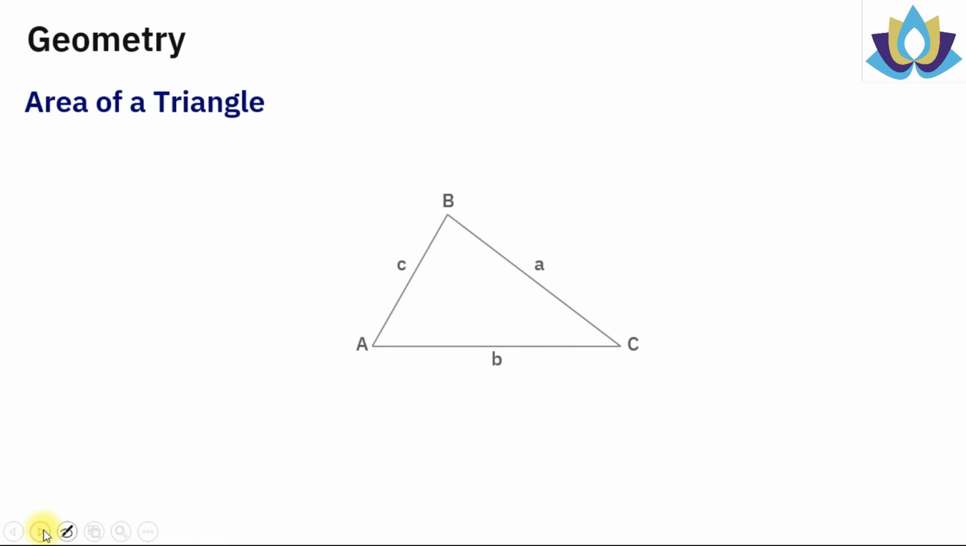Let's discuss a few more things in geometry, especially related to triangles. So let's have the area of a triangle. You already know one form of the formula. Apart from that, there are some more formulas available for getting the area of a triangle. We'll start with the basic formula that we already know. Area is nothing but half into base into height. That's the basic formula for the area of a triangle.